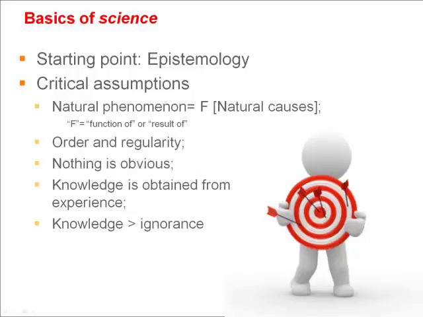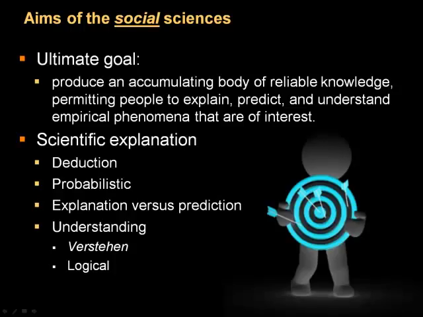Moreover, knowledge is derived from the acquisition of experience, and that knowledge is far superior to ignorance. All of these assumptions are built into the basics of science. Now, the aims of the social sciences, which your program is a collection of different elements of, the ultimate goal of the social sciences is to produce an accumulating body of reliable knowledge, permitting people to explain, predict, and understand our social world, whether it be in a particular domain like politics or economics, criminal justice, doesn't matter.